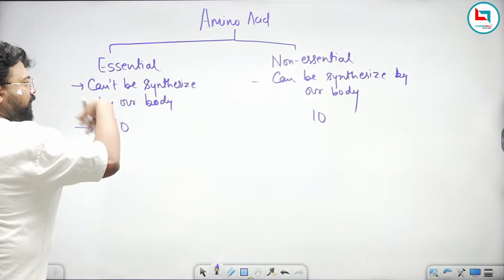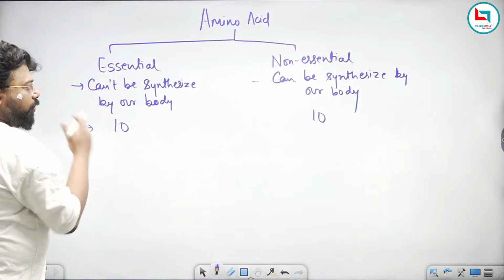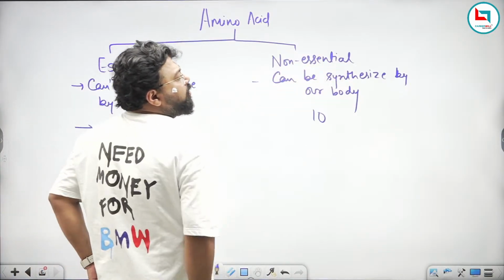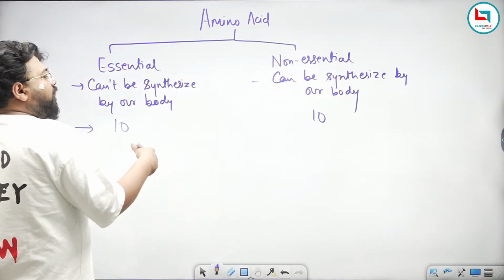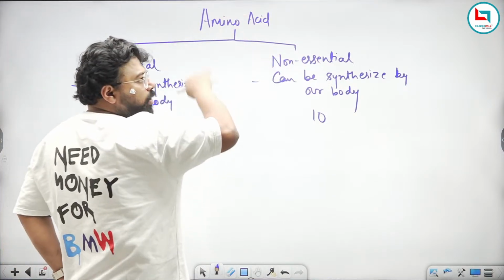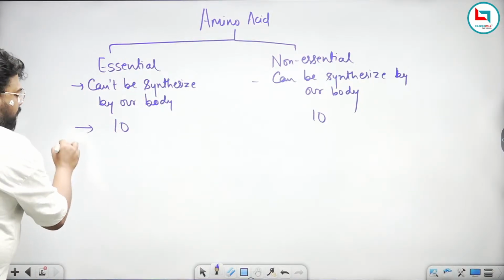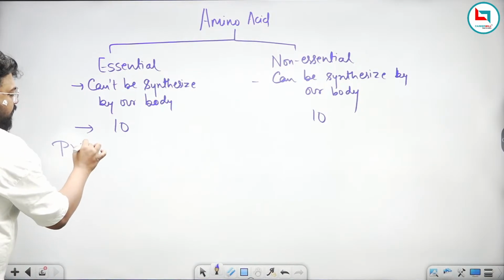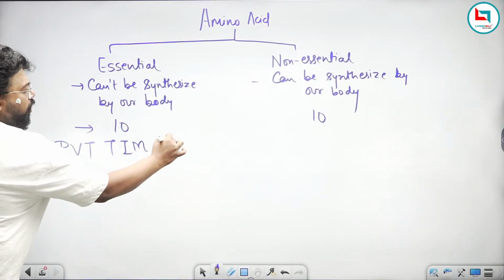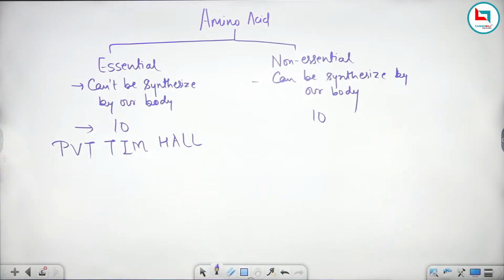First of all, let me tell you what those 10 essential amino acids are, which are not synthesized by the body. You have to memorize the names of these 10 amino acids. You don't have to memorize the names of non-essential ones. Just memorize the names of essential, and you will automatically know which ones are non-essential. So there is a mnemonic, or a trick, to memorize them: Private Tim Hall.